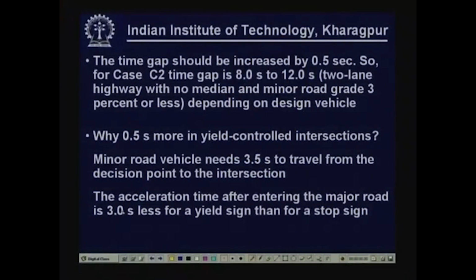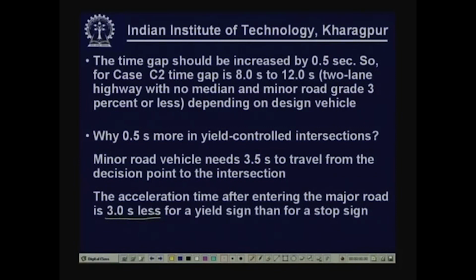Now, at the same time, the acceleration time after entering the major road is 3.5 seconds less for a yield sign as compared to that for a stop sign. Now, why is it less?